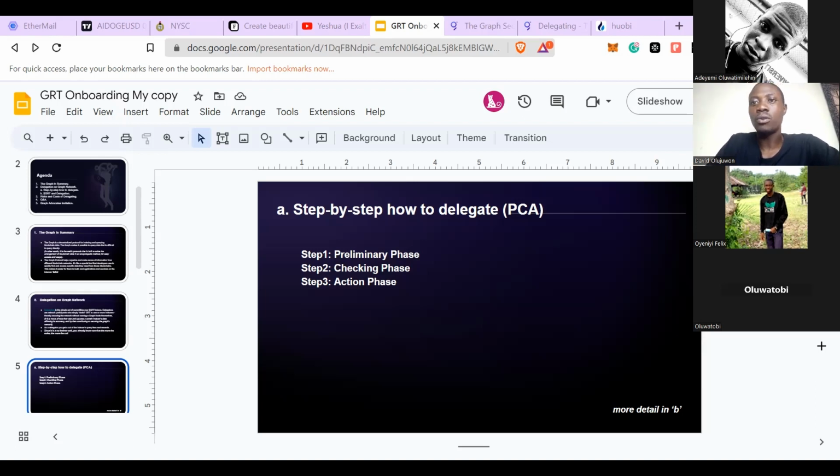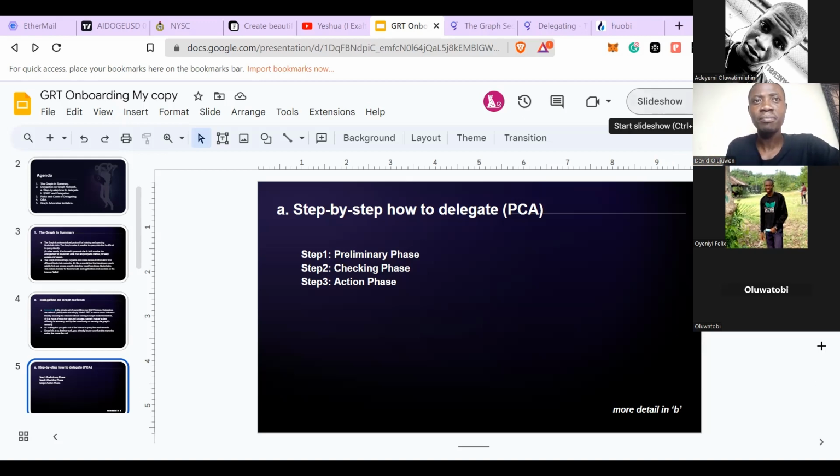All right, so we can continue. Basically, what we call the step-by-step way to delegate is simple. Step one, which I call the preliminary phase. Step two is what I call the checking phase or the researching phase, and step three is what I call the action phase.